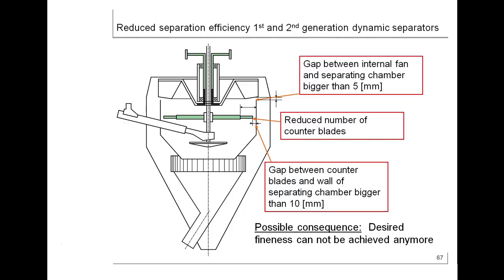Reduced separator efficiency, first and second generation dynamic separators. The gap between internal fan and separating chamber bigger than 5 mm. Reduced number of counter blades. Gap between counter blades and wall of the separating chamber bigger than 10 mm. Possible consequences: desired fineness cannot be achieved anymore.